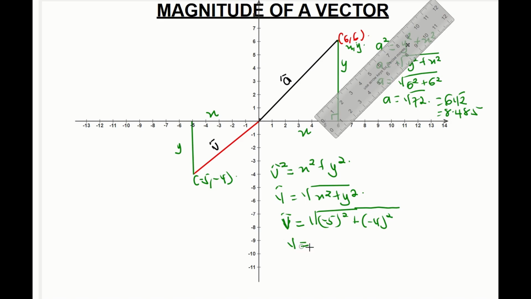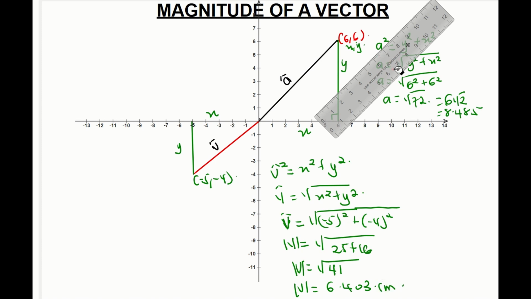So this is going to give us the square root of 25 plus 16, which is the root of 41. The length of our vector v, which is the same as the magnitude, is going to be the root of 41. Simplifying that further, it becomes 6.403. If it's in centimeters, we bring our unit in centimeters.